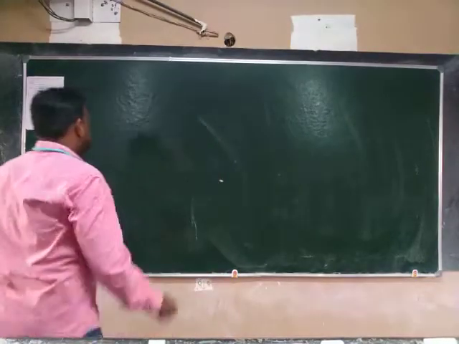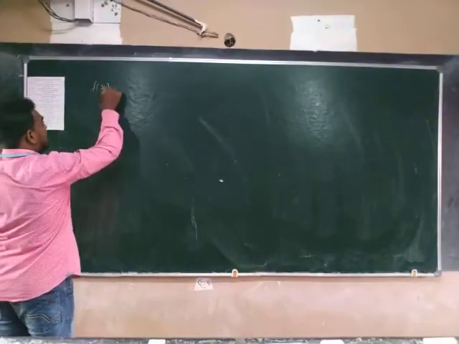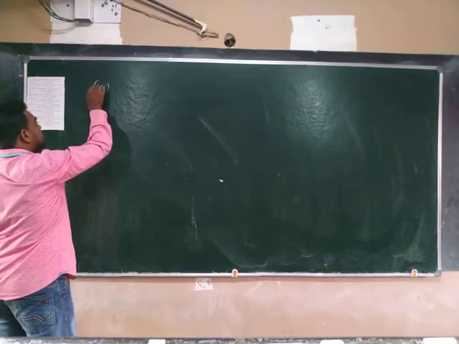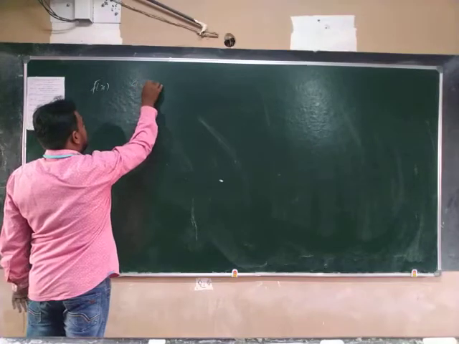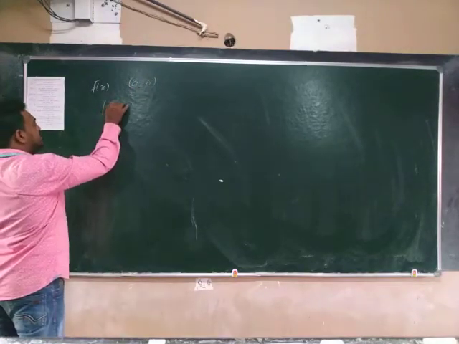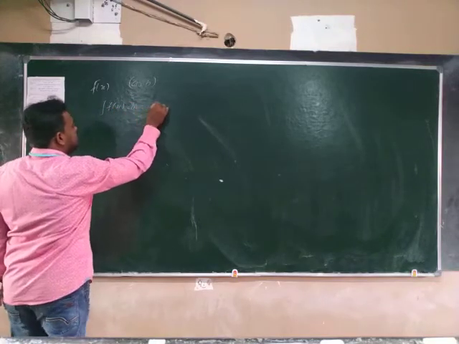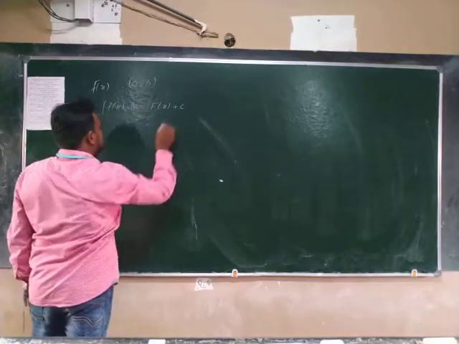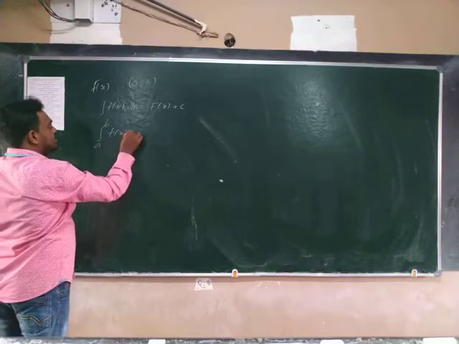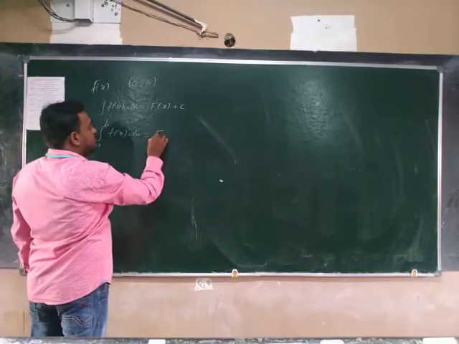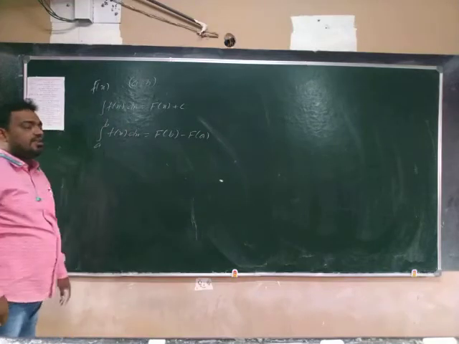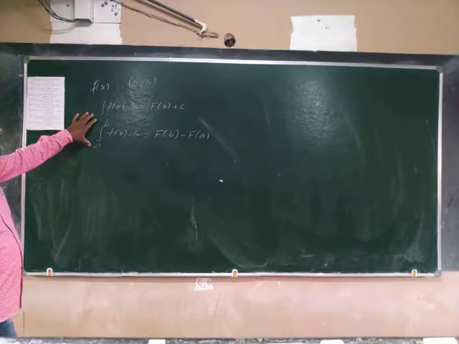You see, capital F of x is a differentiable function in the open interval (a, b), and the integration of f of x dx is equal to capital F of x plus c. Then the integration from a to b of f of x dx is equal to F of b minus F of a. This is called definite integration.